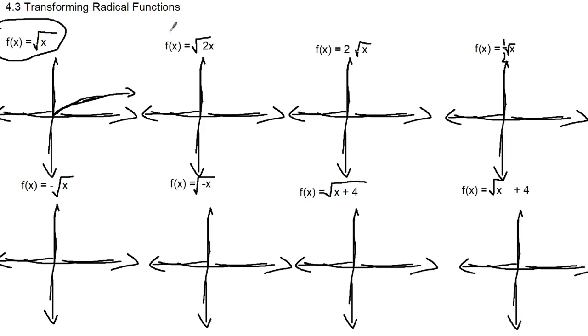So next we have the square root of 2x. I want you to see these two for a second. This is considered a horizontal shrink. So it's a horizontal shrink by 1/2. But this is a vertical stretch by 2.